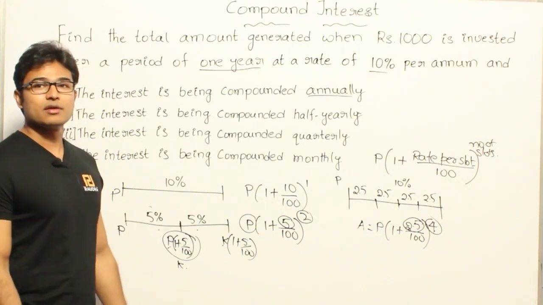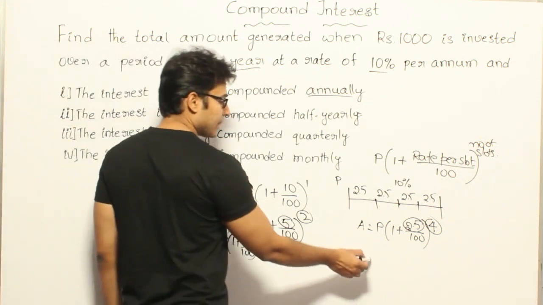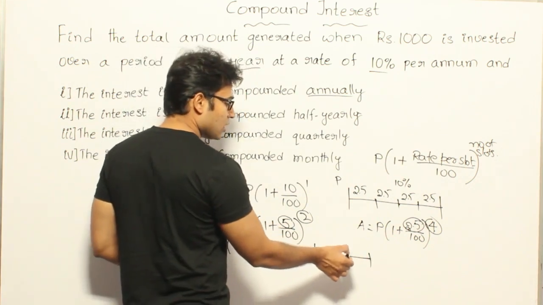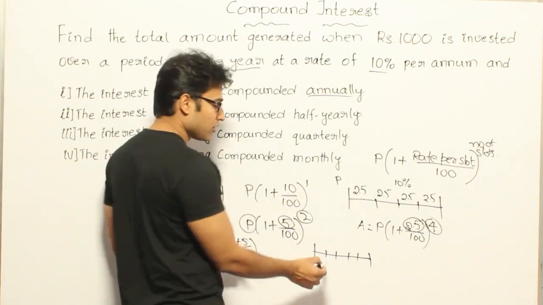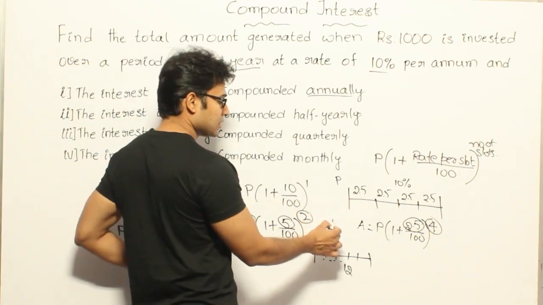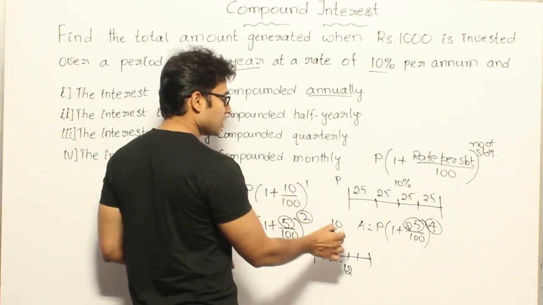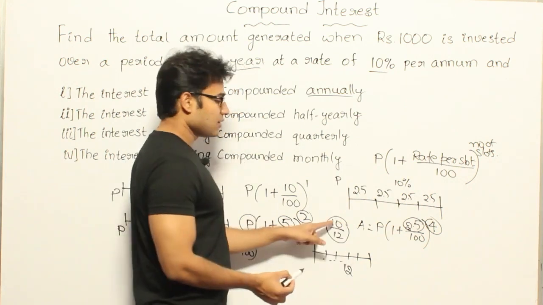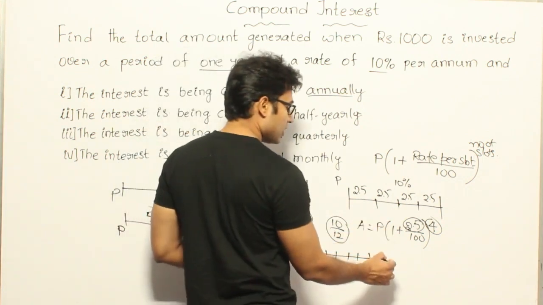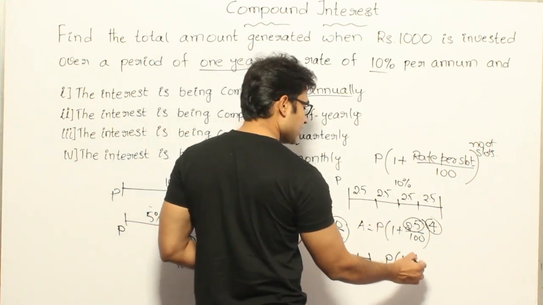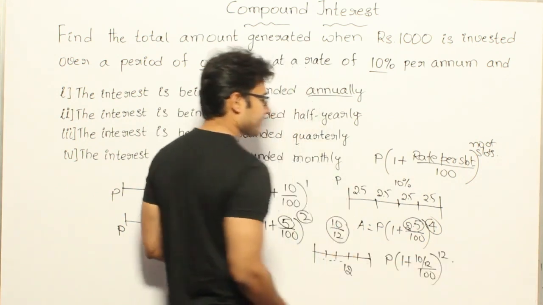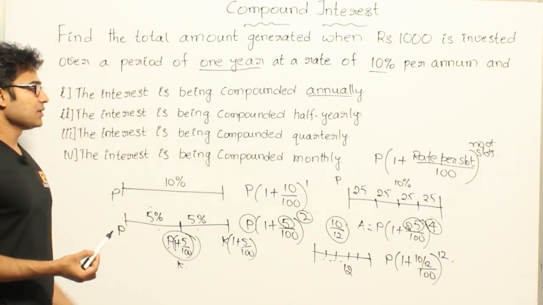The interest is being computed monthly. So what you should do is take the interest per month. Divide the total 1 year into slots of 1 month each. Therefore you are going to get a total of 12 slots, and the interest per slot is, if for 1 year the interest is 10, then for 1 month it is going to be 10 by 12. Got it? So this is the rate, and this is the number of slots. Therefore the total amount is going to be P into 1 plus 10 by 12 by 100 whole power 12. Got it?